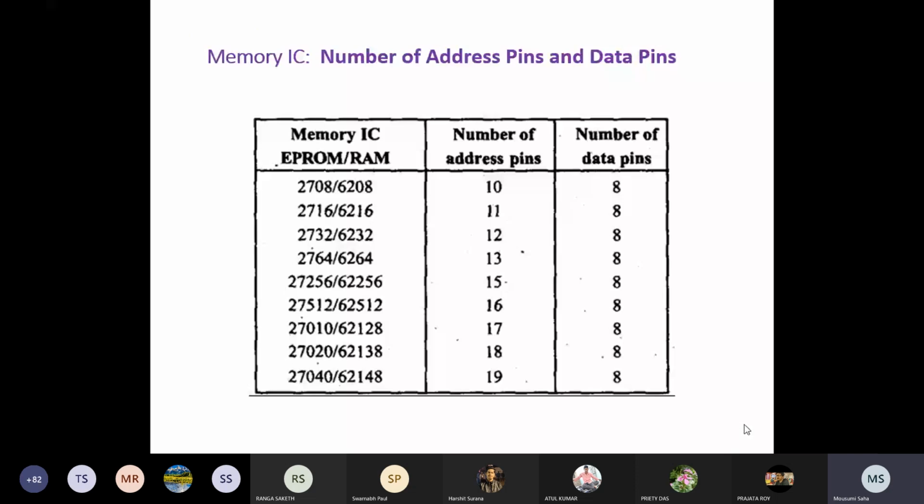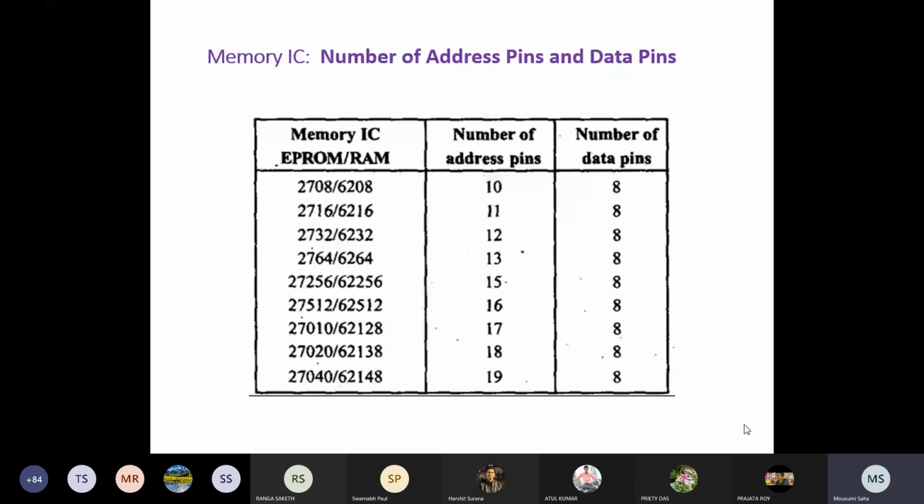don't fear that you have to remember all these things. You do not need to remember all these pin numbers, IC numbers, and what they are. It is not required to remember. Whenever we give some problem, we will provide all the information.